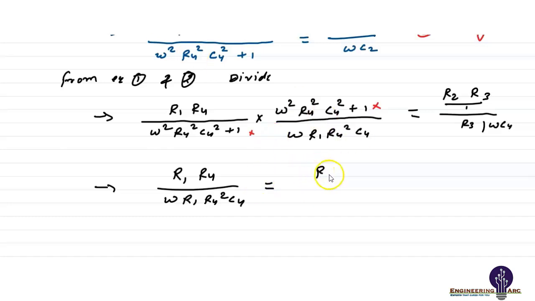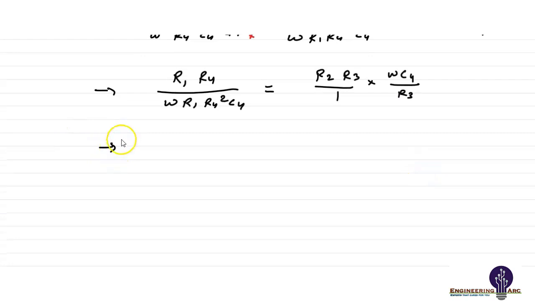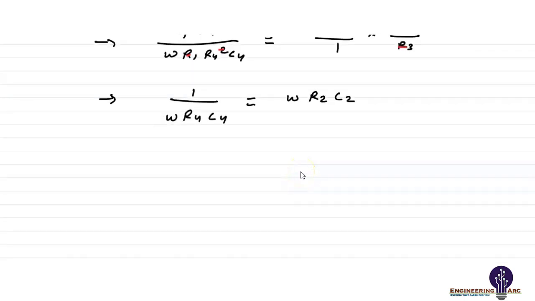equals R2 R3 upon 1 upon omega C4 upon R3. Now cancel out all the terms which can be cancelled. R1 is cancelled by R1, R4 by R4 square, and in this term R3 is cancelled by R3. So the resulting term will be 1 upon omega R4 C4 equals omega R2 C2.